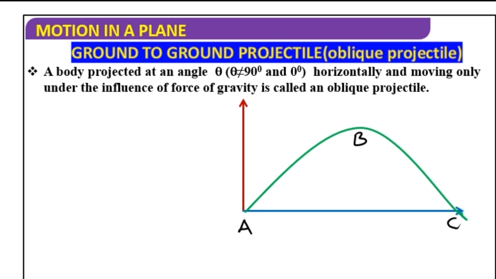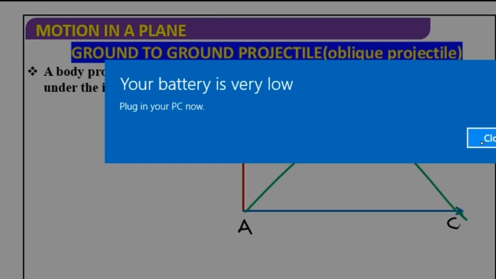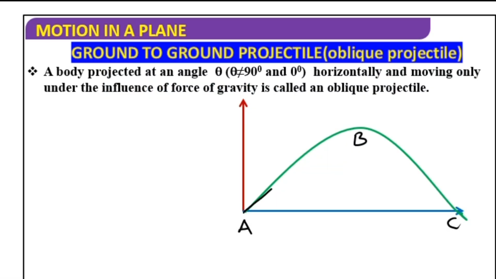Ground projectile. This projectile is also called an oblique projectile. If you project any projectile with some velocity u making an angle theta, and it moves only under the influence of the force of gravity, it is called an oblique projectile. This point is called the point of projection and this point is called the point of landing. Here the point of projection is on the ground and the point of landing is also the ground. That's why this is a ground to ground projectile.